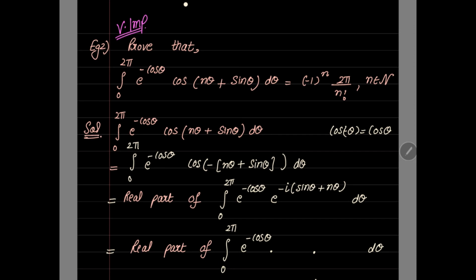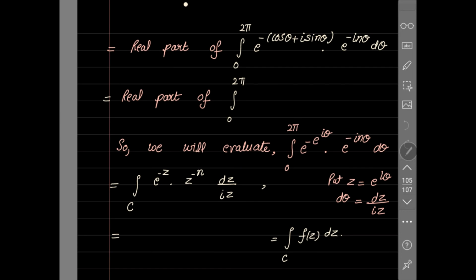Furthermore, this is equal to the real part of the integral from 0 to 2 pi of e to the power minus cos theta, and I'm separating the powers. This is e raised to the power minus iota sin theta, and then e to the power minus iota n theta. Now I have to sum up these powers, and I will get the real part of the integration from 0 to 2 pi of e to the power minus cos theta plus iota sin theta, and e to the power minus iota n theta d theta, so that I can take this as e to the power iota theta, right? And this is e to the power minus iota n theta d theta. Very fine. So we will evaluate this integration now.